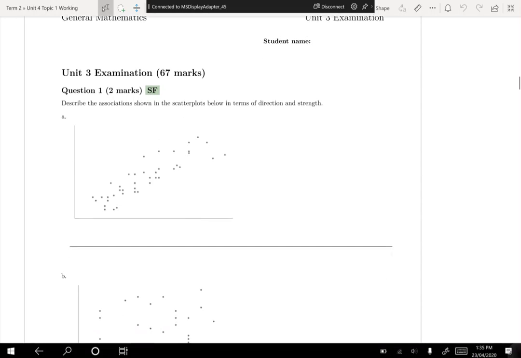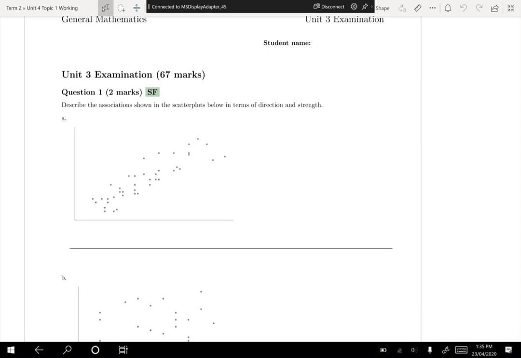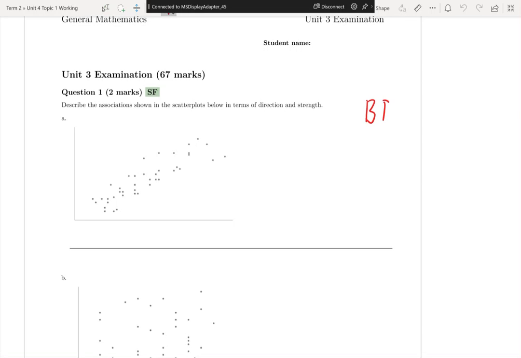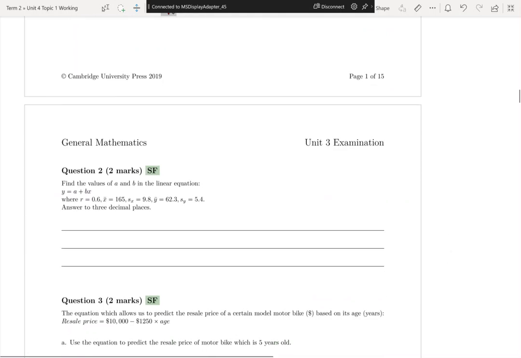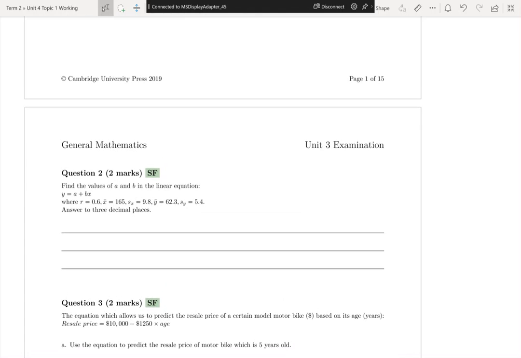So this one, question 1, describe the association between the scatter plots. What topic did that come from? So correlations where you compare two sets of data. So this is our bivariate data problems. The same thing there. Question 2, the values of A and B in the linear equation.